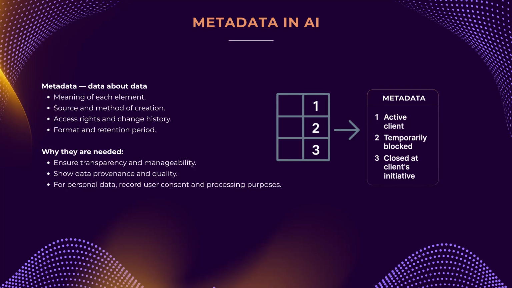Imagine a dataset with 1 million records about bank clients. Without metadata, status field with values 1, 2 or 3 remains a mystery. Metadata explain: 1. Active client, 2. Temporarily blocked, 3. Closed at the client's initiative. But metadata are not only technical documentation. They carry information about data provenance, their quality, and usage restrictions. For personal data, metadata should include information about user consent, processing purposes, and retention periods.